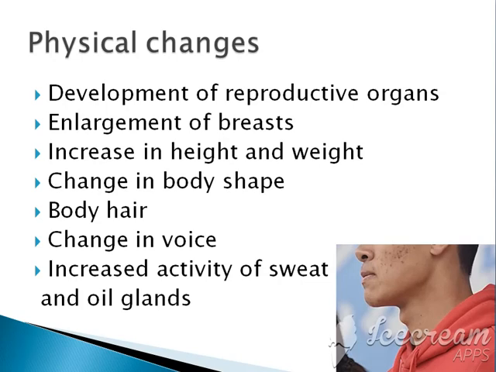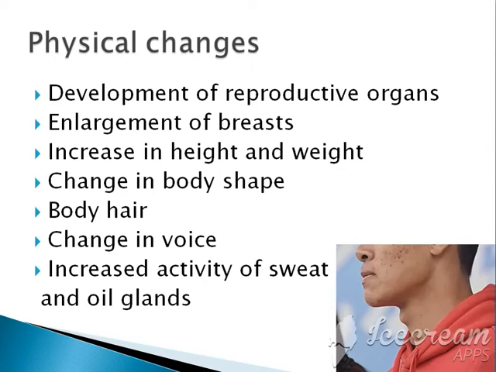First thing is physical changes. First one, development of reproductive organs. In male, the testes, a male reproductive organ, start to produce the male sex cells called sperms, and in female, the ovaries enlarge and start producing female sex cells called egg or ovum.